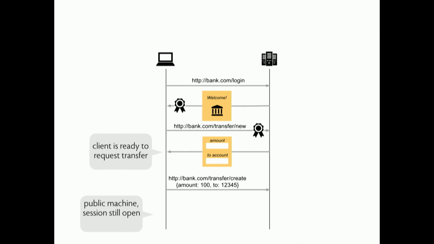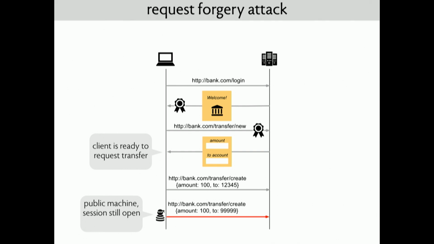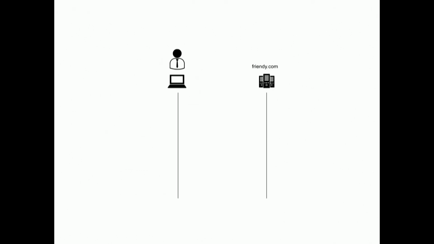Yes? Exactly. What's your name? Billy, right. So as Billy points out, someone else can come in, right? And they can just pick their own account to transfer to. So that is called a request forgery attack, because this new request has essentially been forged out of the blue.